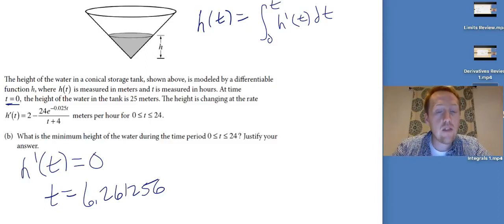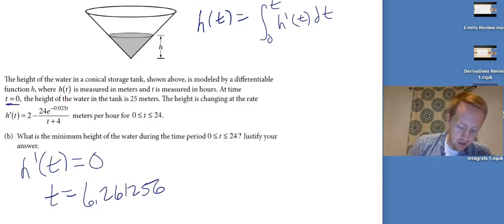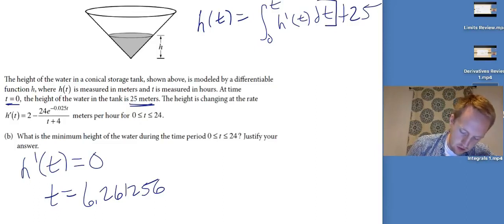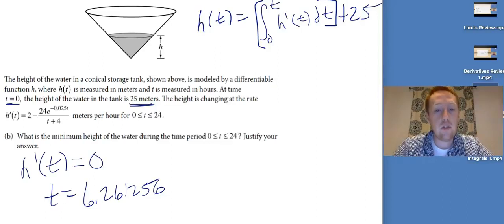Now, again, this is just the change in t. I want to find the actual height, the change. I don't want just the change in height, I want the actual height. So all I got to do is add this initial condition, which is 25. I like to put a little bracket around this so I don't get confused. Okay, so that will give me the height at any time t.